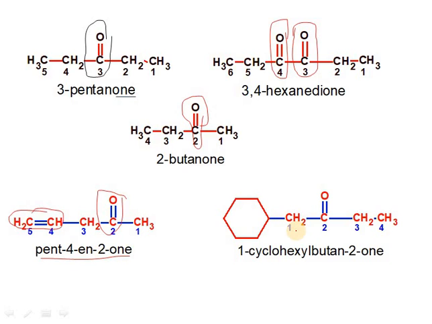Next molecule: this is 1, 2, 3, and then 4. So 1-cyclohexylbutan-2-one. The 2 position has a ketone, so 2-one. The 1 position has the substituent, cyclohexyl. Therefore 1-cyclohexylbutan-2-one is the IUPAC name for this structure.